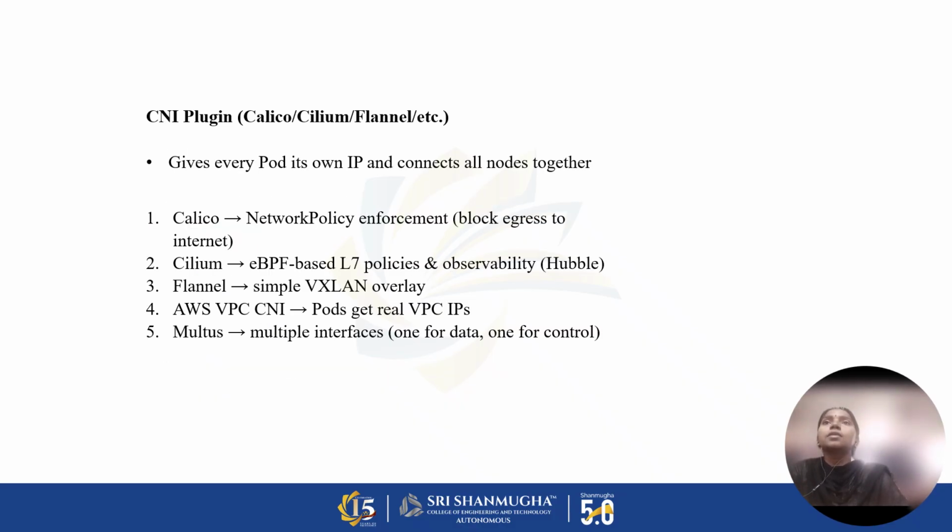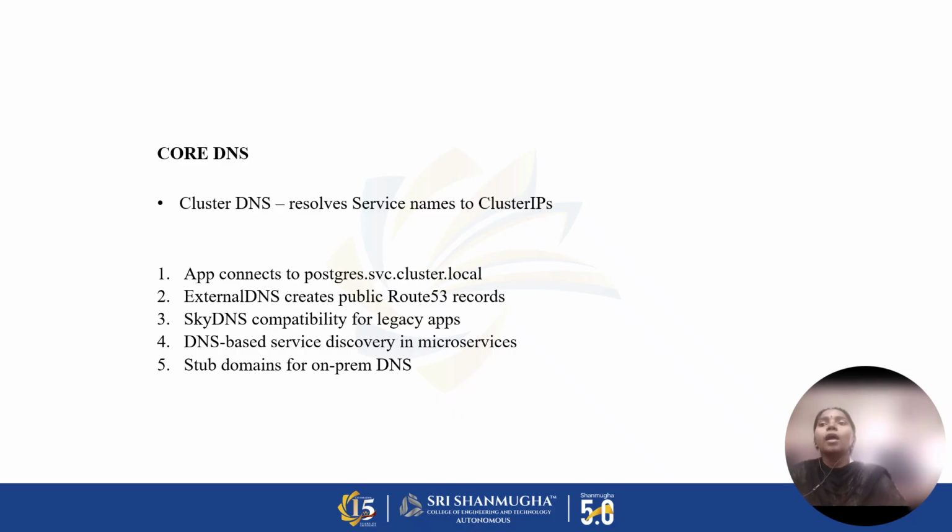So next, the CNI plugin. It gives every pod its own IP and connects all nodes together. Calico does network policy enforcement. Cilium has eBPF-based L7 policies. Flannel is a simple VXLAN overlay. AWS VPC CNI gives multiple interfaces. So these are done by the CNI plugin tool.